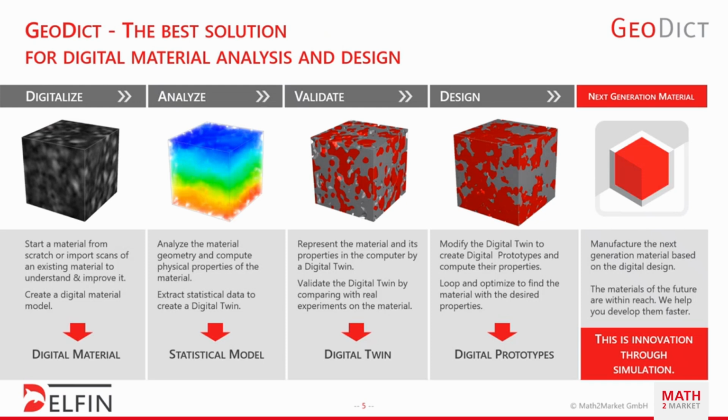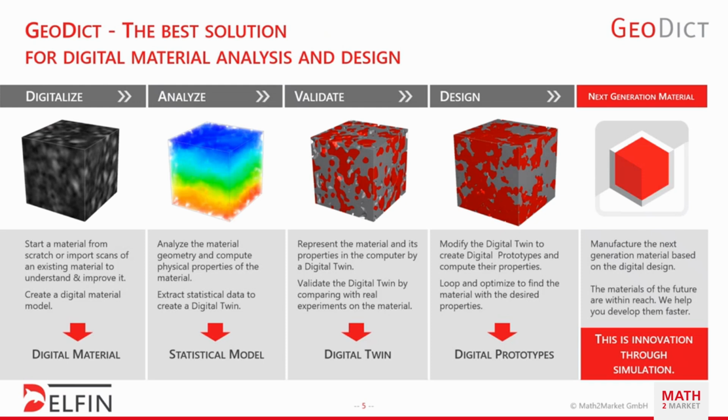We want to understand as much as possible about the materials that we're using. Fortunately, GeoDict already has a wide array of analytics that we can use to tackle this problem. And so we get the statistical data as well to create a digital twin. The third step would be validating our results with experimental data.